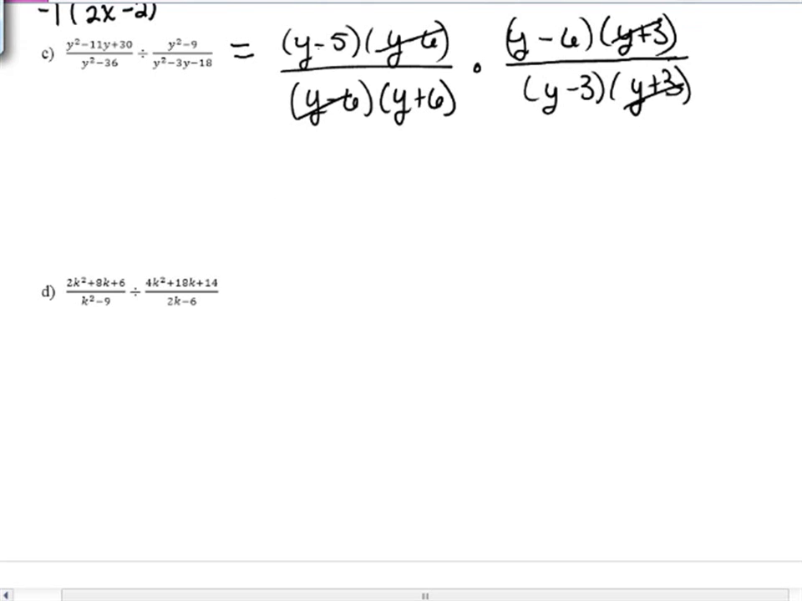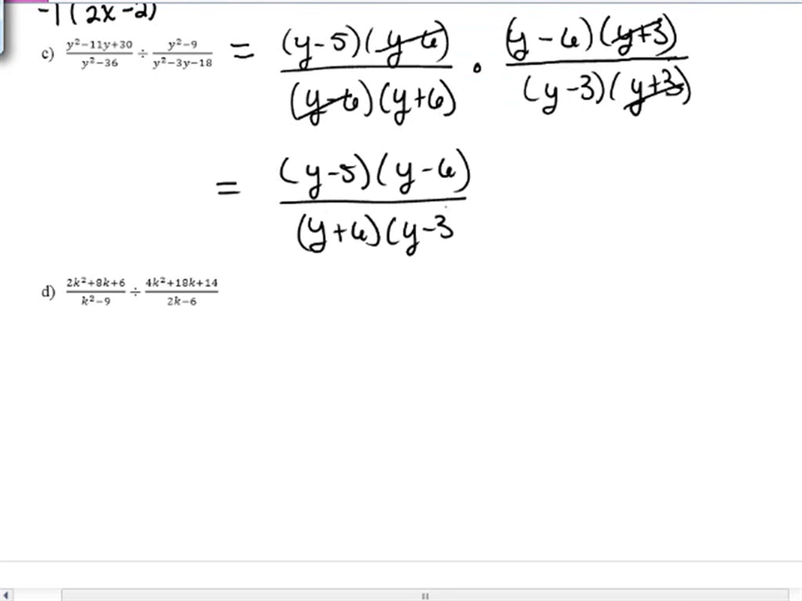And that's all. There isn't a y minus 5 on the bottom, and there's no y minus 6 on the bottom. And there's no y plus 6 on the top, or a y minus 3 on the top for us to cancel. On the top, we'll be left with y minus 5 times y minus 6. And on the bottom, we'll be left with y plus 6 and y minus 3. So you can't cancel unless they're exactly the same. So this y minus 6 cannot be canceled with this y plus 6. Those both are different and need to remain.